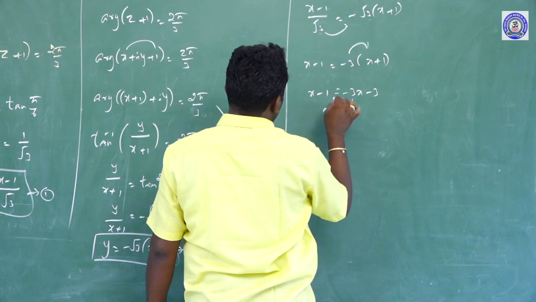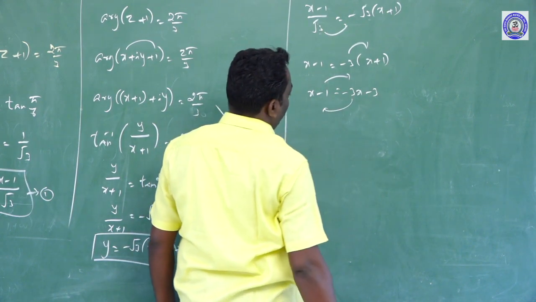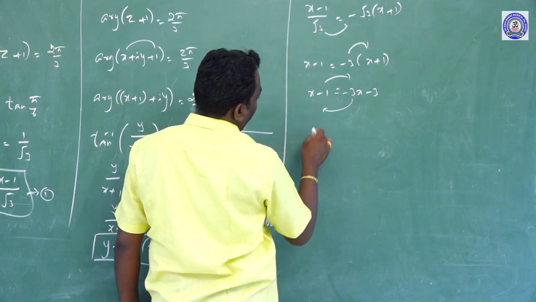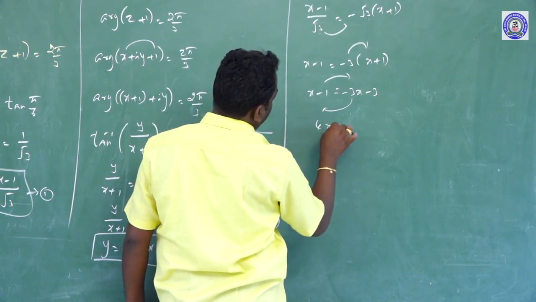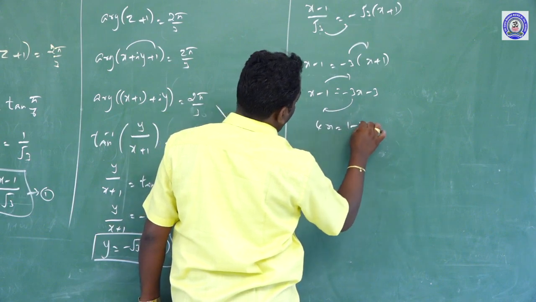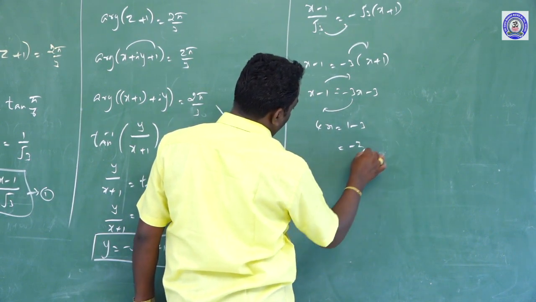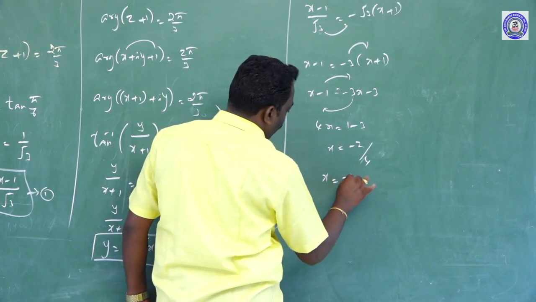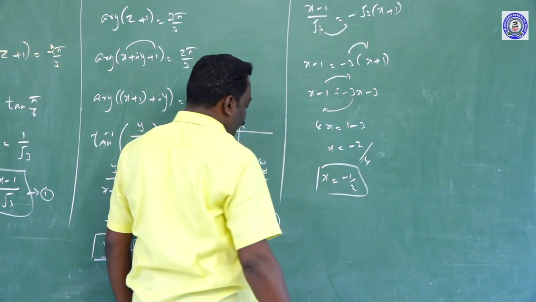Just transfer the x to the left-hand side and the constant to the right-hand side. Therefore 3 comes to the left-hand side: 3x + x is 4x, equal to 1 − 3, which is −2, so −2 by 4, that is equal to x. Therefore x = −1/2, which is called the x value.